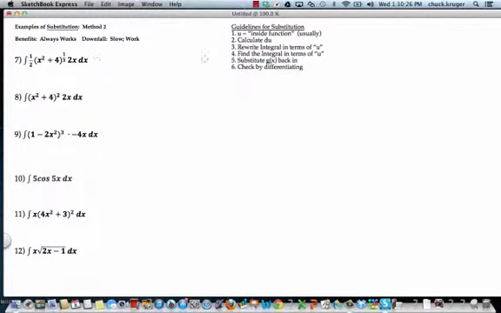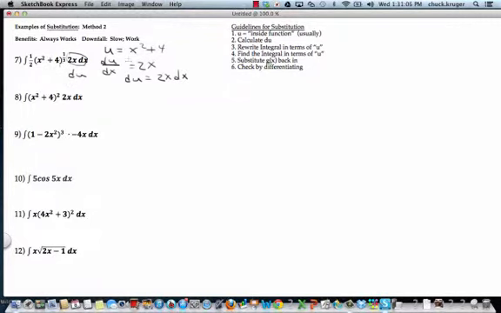What I'm going to do first here is look inside these parentheses. I'm going to let u equal what's inside those parentheses, and it's going to be x squared plus 4. And then I'm going to take the derivative with respect to x, so I'm going to have du dx is equal to 2x. And then I'm going to solve for du, and du is going to be 2x dx. So wherever I see 2x dx, I can replace it with du.